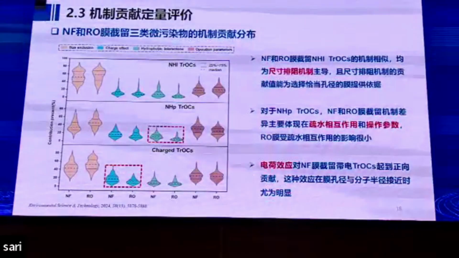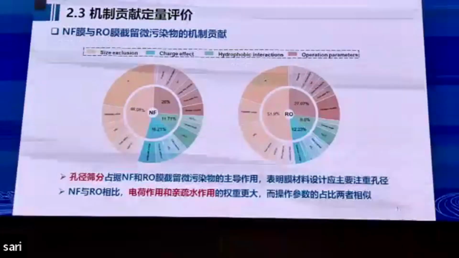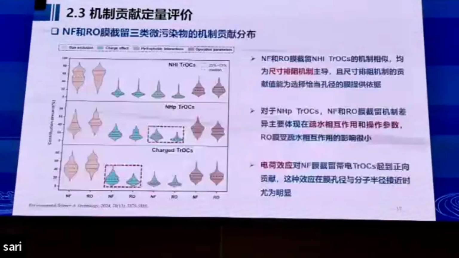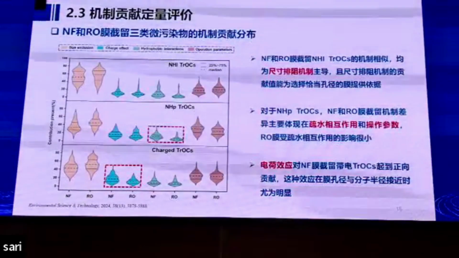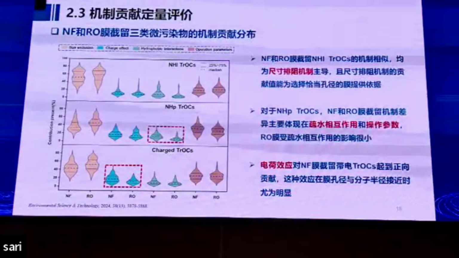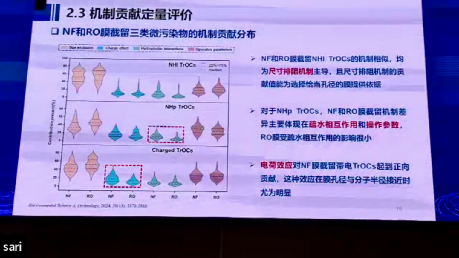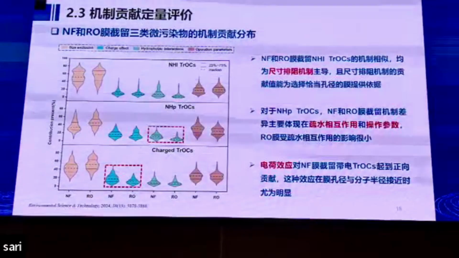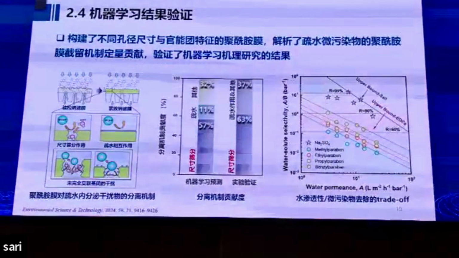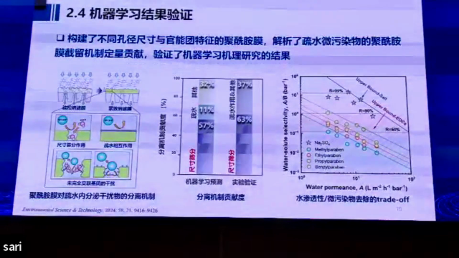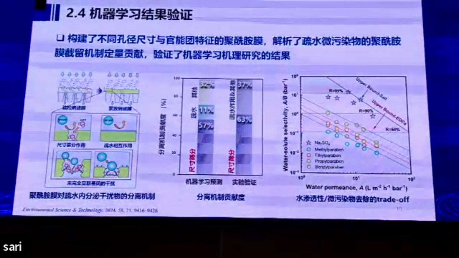Because in this slide we know that we can study this by different membrane types, and also we can divide the pollutants into neutral hydrophilic, neutral hydrophobic, and charged micropollutants, and the detailed effect can be quantified. Then we did some work in our laboratory to validate the results of our model.